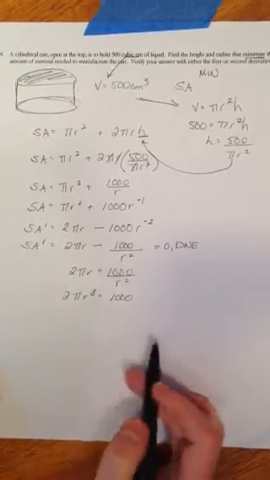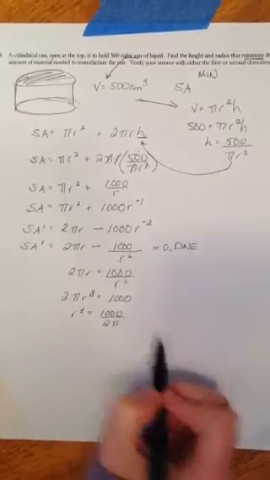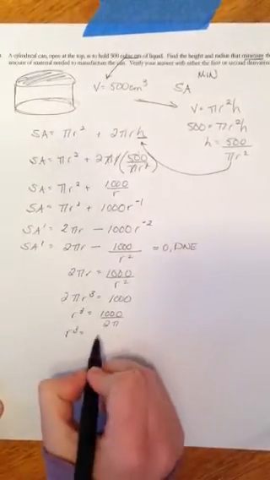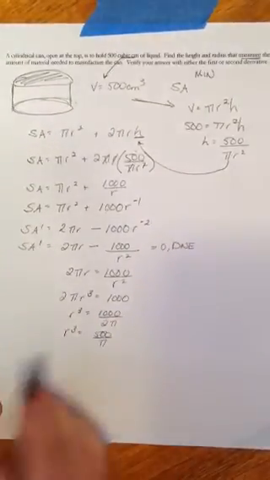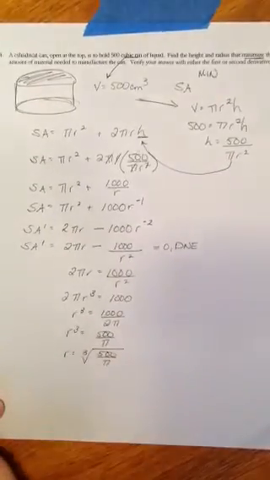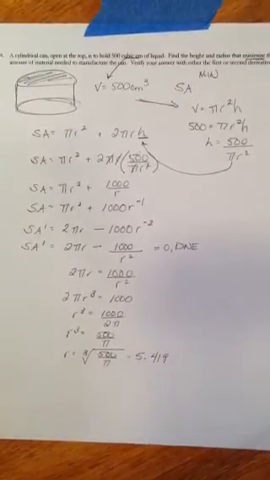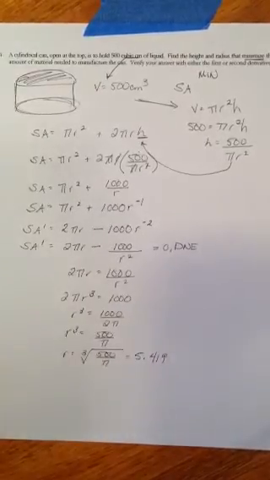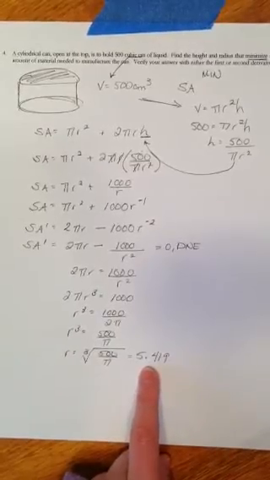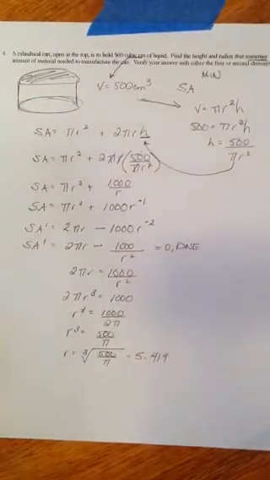I can divide by 2 pi. r cubed is equal to 1,000 over 2 pi. I can also simplify that. r cubed is equal to 500 over pi, cube root it. Doesn't look too pretty. You do have a calculator. 5.419. Remember, AP Calc rules, everything goes to 3 decimal places. So this is what I've discovered. If the radius is 5.419, I think that will minimize the amount of material needed to manufacture a can.